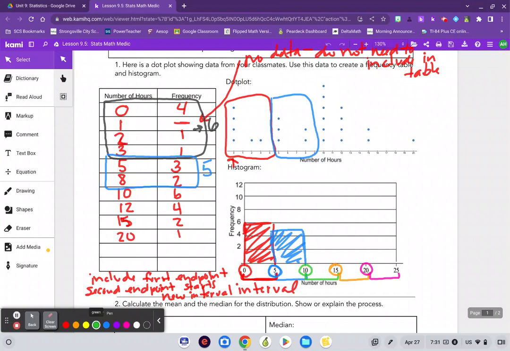All right, so 10 to 15. So I'm going to include my 10. I'm not including the 15 data. So 10 and 12 get included, but not the data for 15. If I count this up, I have 10 dots. Or if I add in my frequency table, I have 10 students. And so at 10, I'm going to draw a vertical line up to 10.